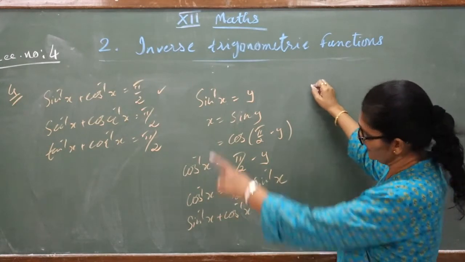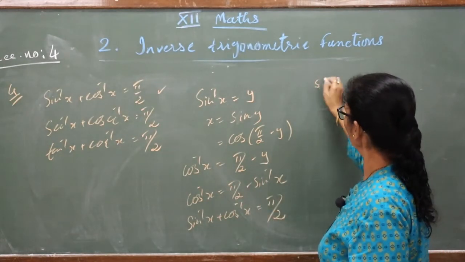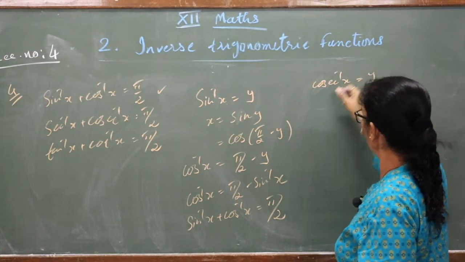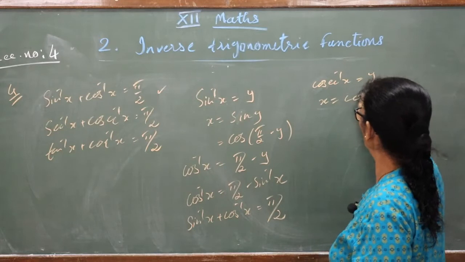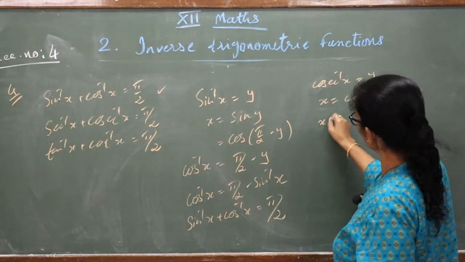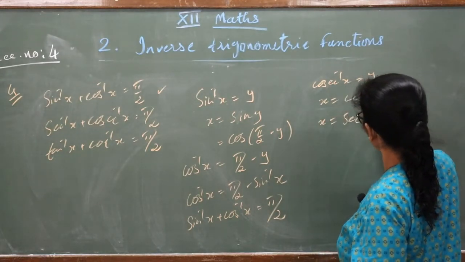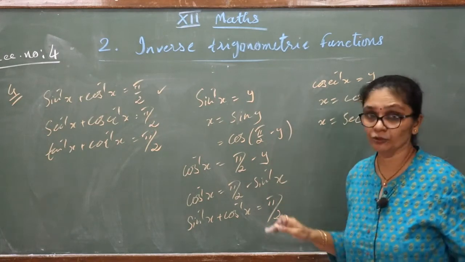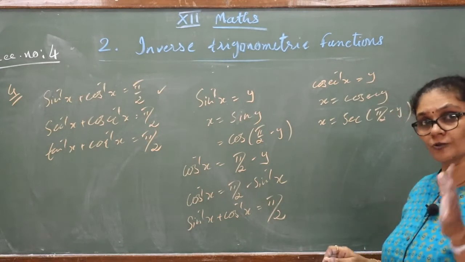In a similar way, let's take sec inverse. Here again we can take cosec inverse x equal to y. So we can take x equal to cosec y. Now we will change cosec into sec, replacing with pi by 2. Why we are replacing with pi by 2, you already learned in your 10th class and 11th also.